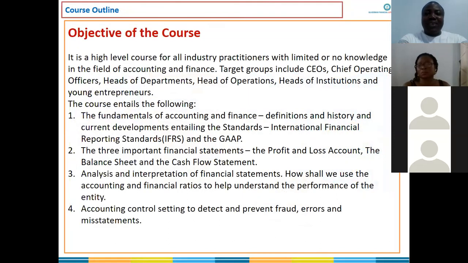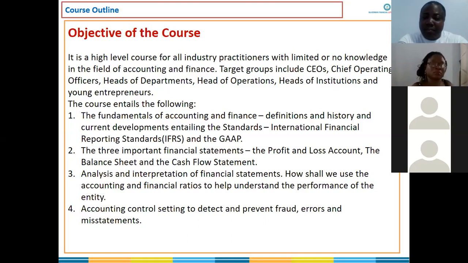So what is the objective of this course? This is what we are going to look at. The objective of this course is a high-level course for industry practitioners with limited or no knowledge in the field of accounting and finance. So the target groups include CEOs, chief operating officers, heads of departments, head of operations, head of institutions, and things like that. And the course entails the fundamentals of accounting and finance, definition and history, and current development entailing the standards, so International Financial Reporting Standards and the GAAP, we call it GAAP.